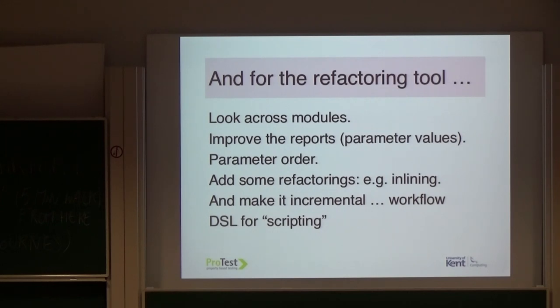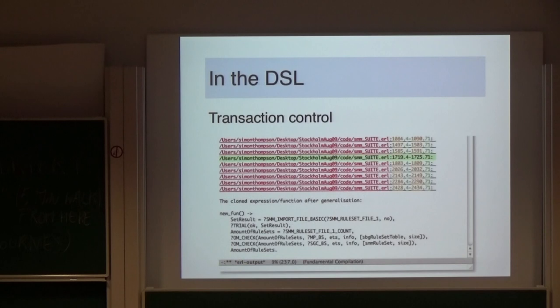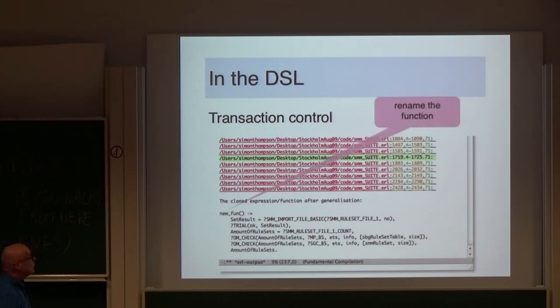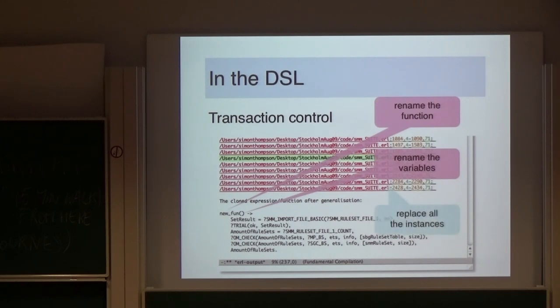One of the core examples we had was a script for performing clone elimination. What you have to do when you eliminate a clone, once you've got the new function, is rename the function. You have to rename the variables. There aren't any there, but in general there are some variables. And then you have to replace all the instances by a call to that function.